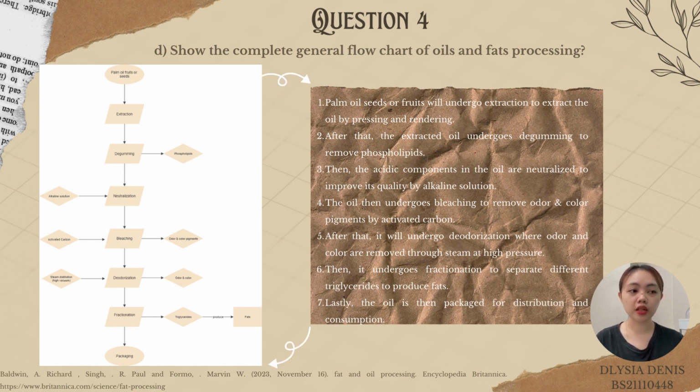After that, it will undergo deodorization, where odor and color are removed through steam at high pressure. Then, it undergoes fractionation to separate different triglycerides to produce fats. Last but not least, the oil is then packaged for distribution and consumption.